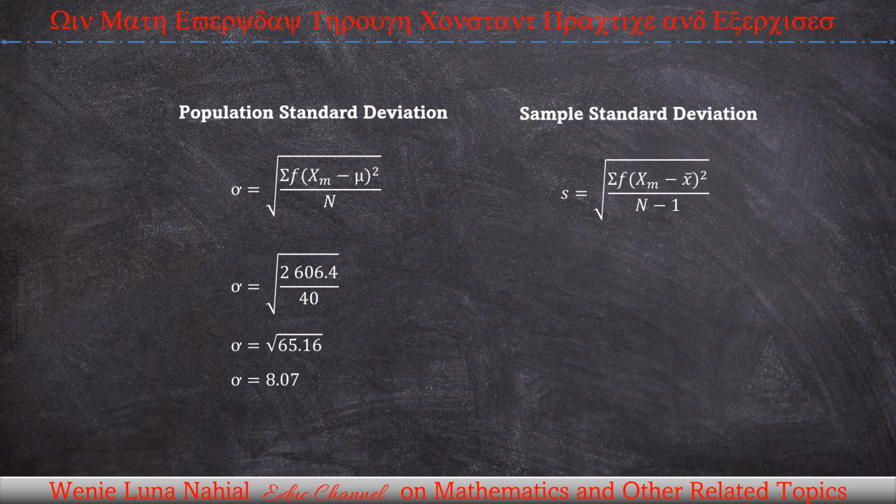For the sample standard deviation of grouped data, we use the same illustration. So you have 2,606.4 divided by 39. You get 66.8308. So you have to take the square root of that, and you have the sample standard deviation.